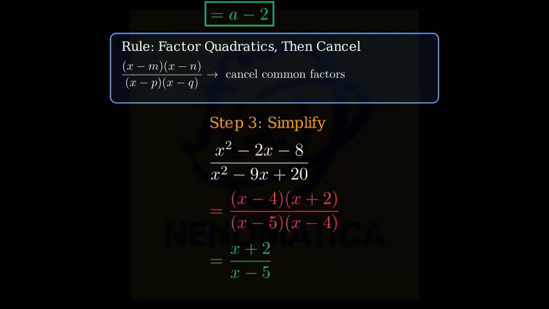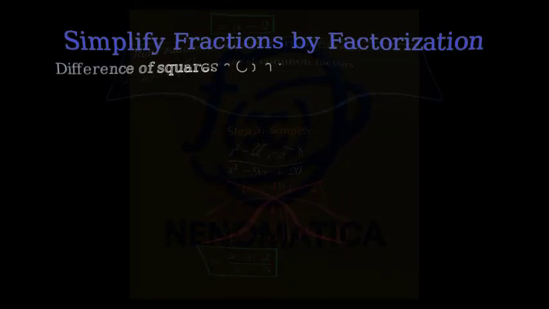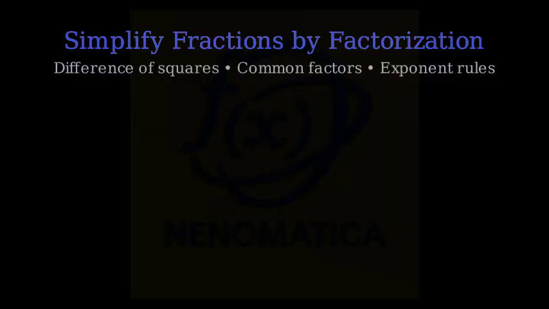Step 3. Simplify the fraction x squared minus 2x minus 8 over x squared minus 9x plus 20. Factor the numerator as x minus 4 times x plus 2, and factor the denominator as x minus 5 times x minus 4. In this lesson, we'll simplify rational expressions by factorization. We'll use 3 key ideas: difference of squares, factoring out common powers, and canceling common factors carefully while noting domain restrictions.